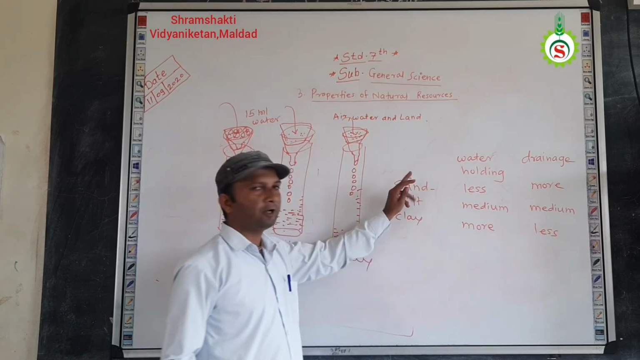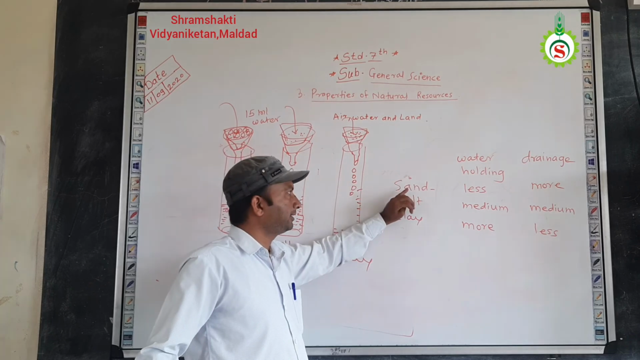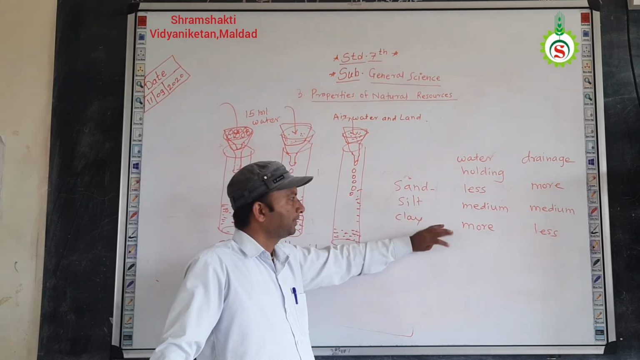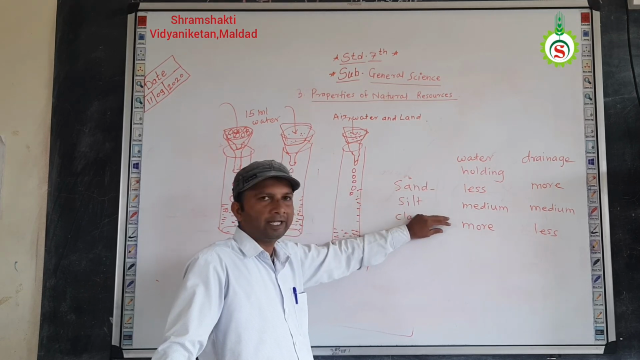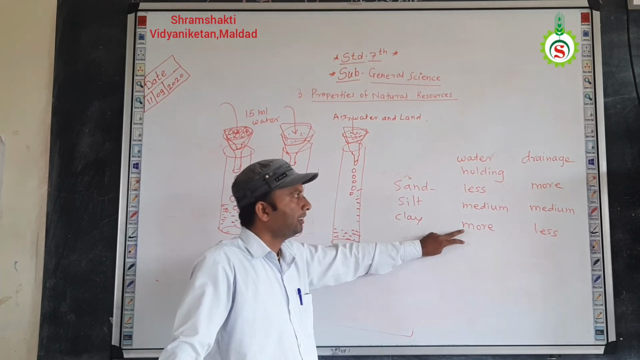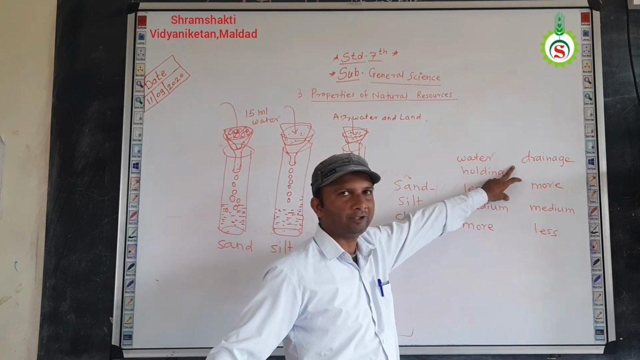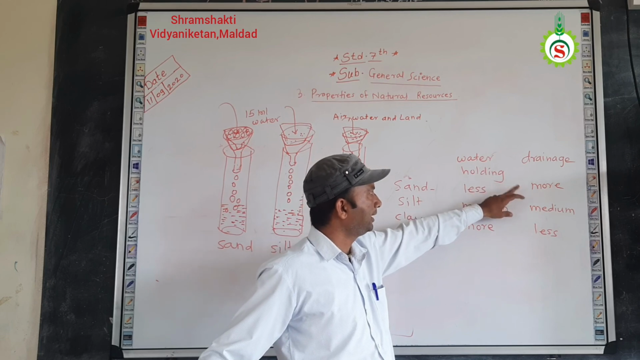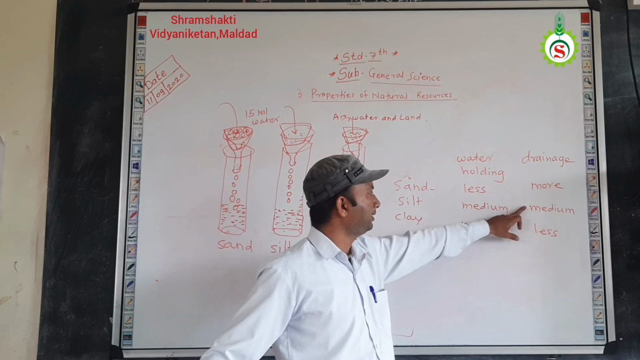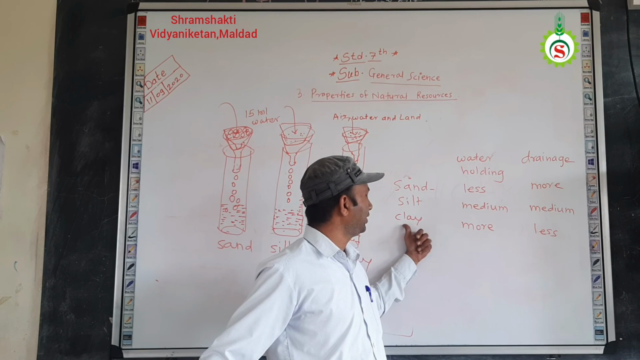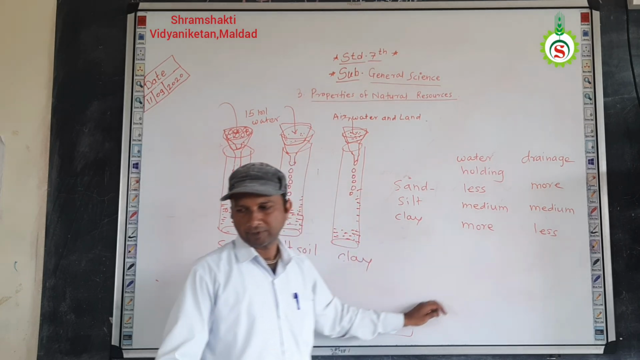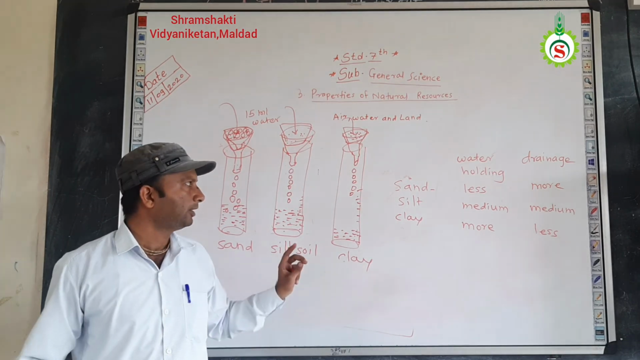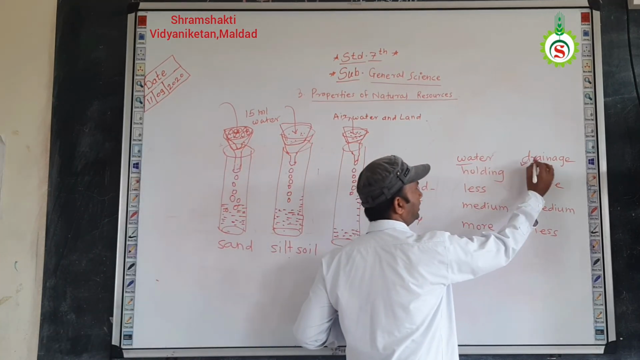This means the amount of water absorbed by sandy soil is less, by silt soil is medium, and by clay soil is more. Opposite to that, for drainage, the water which flows out from sandy soil is more, from silt soil is medium, and from clay soil is less. So these are the important properties of the soil. The first one is color, then water holding capacity, and third is drainage.